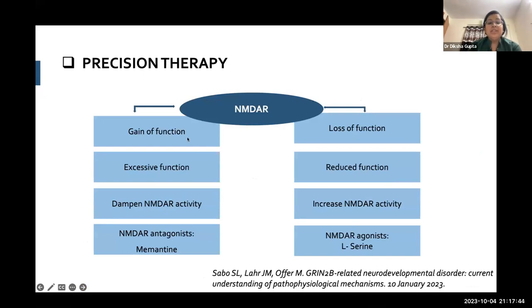So we found that if there is a gain of function mutation, there is excessive function of the NMDA receptor activity, so we need to dampen it. And to dampen it, we have the antagonist, which is memantine. But like in our case, if there is a loss of function mutation and there is reduced function, we need to increase the NMDA receptor activity, which can be done with agonists like L-serine. And this is told in a latest article.